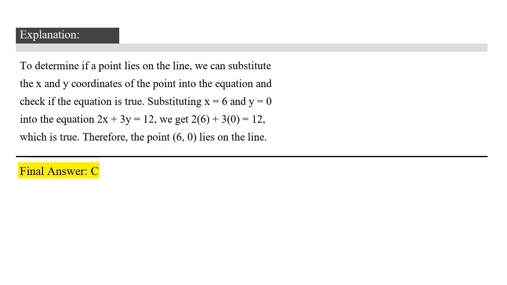To determine if a point lies on the line, we can substitute the x and y coordinates of the point into the equation and check if the equation is true. Substituting x = 6 and y = 0 into the equation 2x + 3y = 12, we get 2(6) + 3(0) = 12, which is true. Therefore, the point (6, 0) lies on the line.